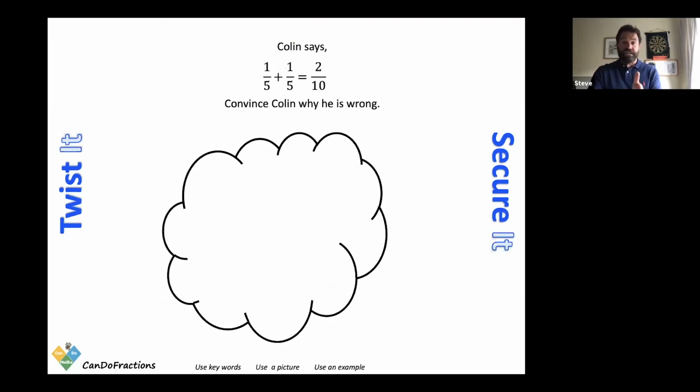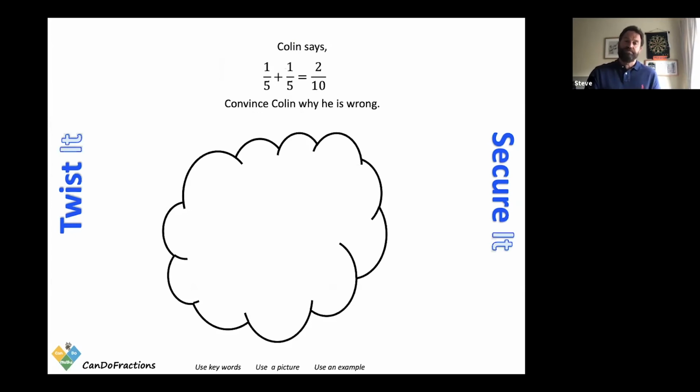And that's why I'm not going to say, do you agree with Colin? I'm telling you, he's incorrect, guys. Tell me why he's wrong. And I don't want them to say he's wrong because the answer should be 2/5. What I want them to say is he's wrong because he's added the numerators and the denominators, and you can't add the denominators. Talk about the concept.